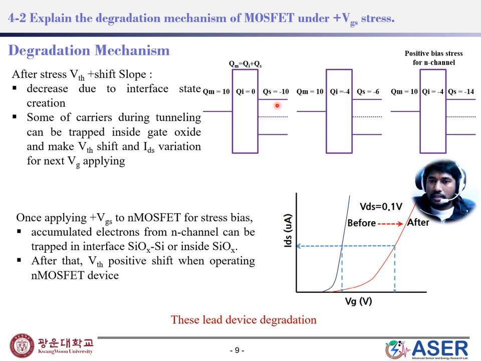Some traps exist here, so some of the negative charge goes this way and inside the insulator. This is minus 4, and this is the device degradation. If we make a device, on the first day we get one type of curve, but after some days we get this other type of curve, and this is degradation.